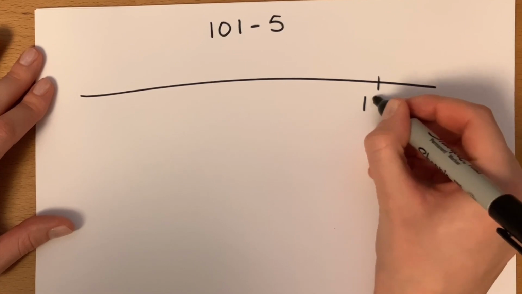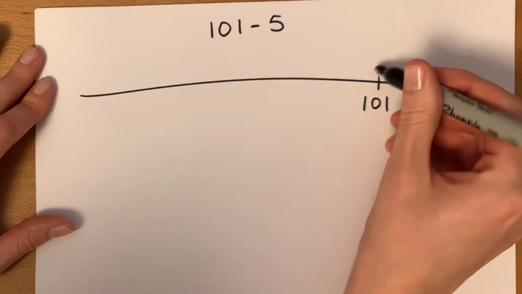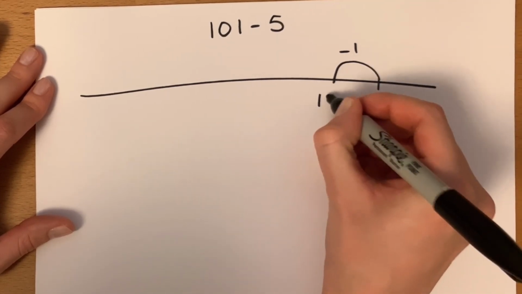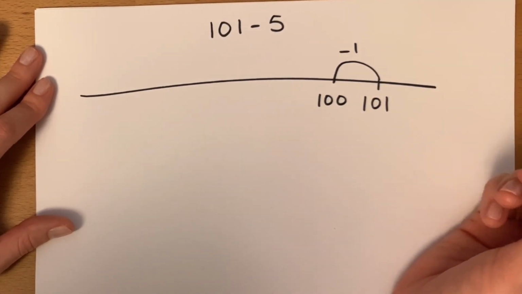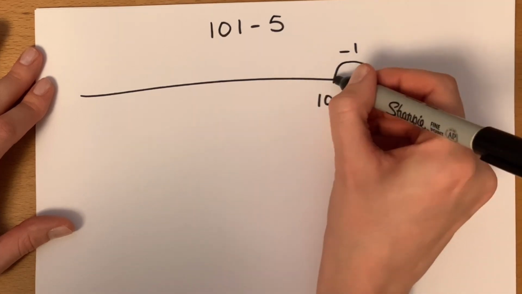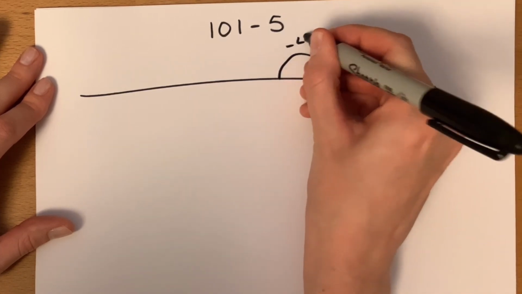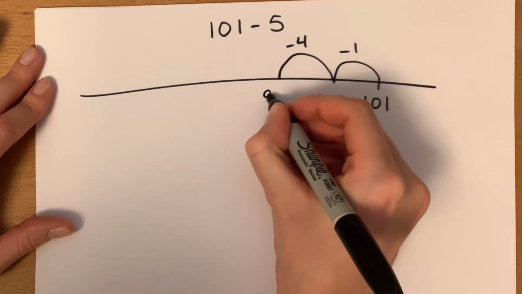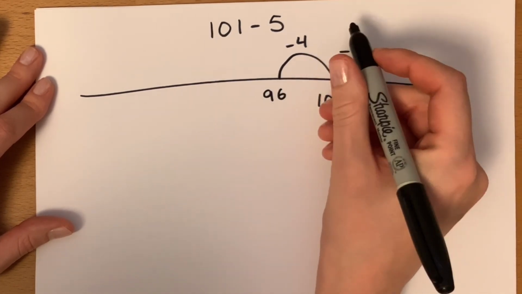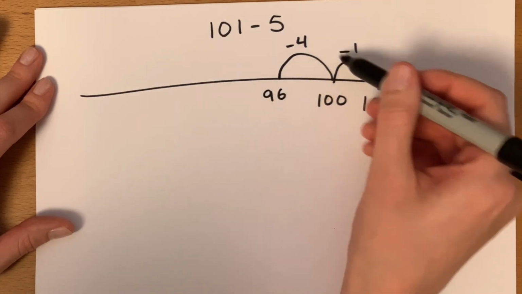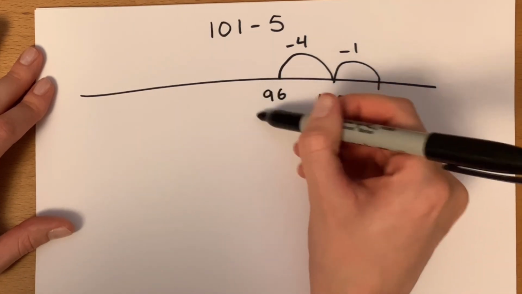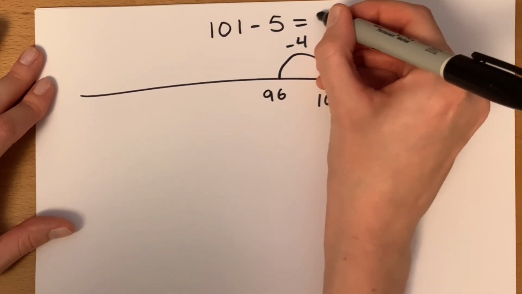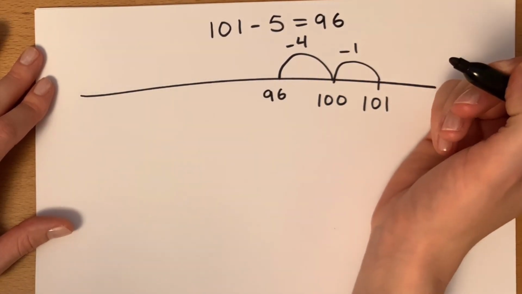So I'll start at 101. There's a few different ways you could do this. I'm going to go back just 1 to start with because that takes me right to 100, which is a nice benchmark number. If I want to take away 5, I still need to take away 4 more. So 100 minus 4 will equal 96 because I know 6 plus 4 is 10. So 96 plus 4 is 100. I must end up at 96. So 101 minus 5 equals 96.